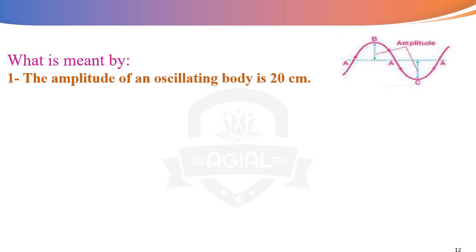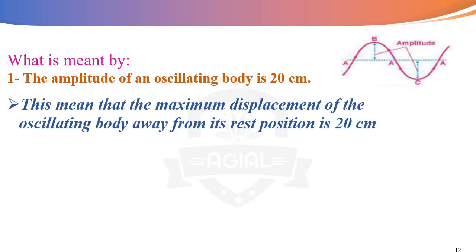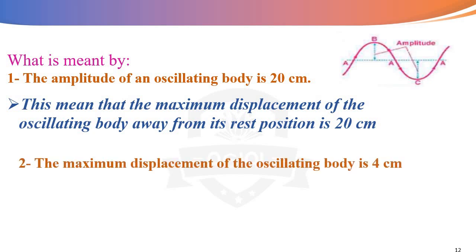So, when you have a question: what is meant by the amplitude of an oscillating body being 20 centimeters? This means that the maximum displacement of the oscillating body away from its rest position is 20 centimeters. Another way: the maximum displacement of the oscillating body is 4 centimeters. This means that the amplitude of the oscillating body equals 4 centimeters.